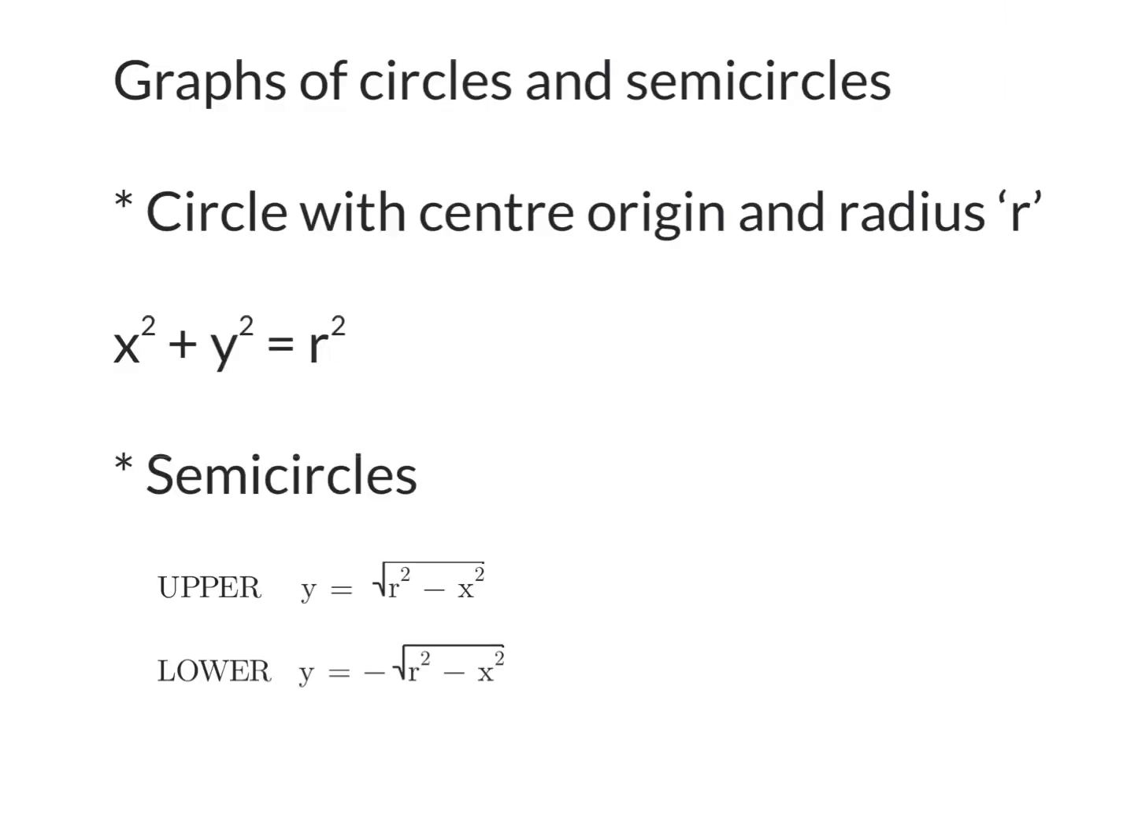So the final graphs for this video are graphs of circles and semicircles. Circles are always in the form of x squared plus y squared equals r squared. And for semicircles, if you rearrange the circle formula to get y by itself, the upper part of the semicircle is y equals the positive square root of r squared minus x squared, and the lower half of the semicircle is y equals the negative square root of r squared minus x squared.